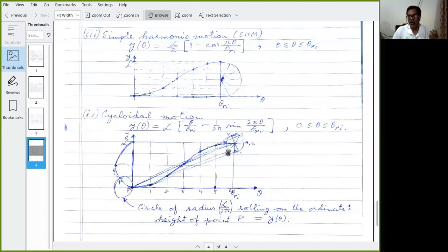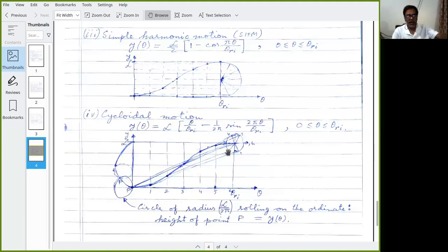If you feel that 6 segments is not enough, you can happily make it 10 segments, 12 segments, 18 segments, 20 segments, whatever you like. And you get a smoother and smoother profile of the rise function y.